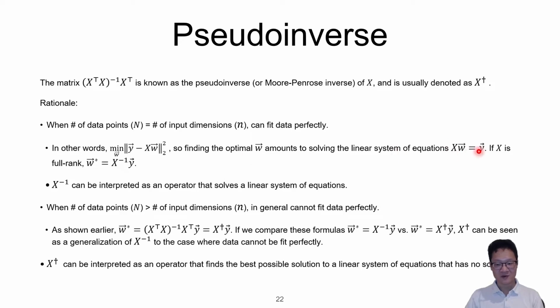Previously, when there is a solution, the minimum is zero. When there's no solution, the best you can do is to find a W that will minimize y minus xw. That's basically the same thing as making the difference zero as best as possible. So x dagger finds the best possible solution even when there are no solutions, with best possible being defined by minimizing this two norm here.